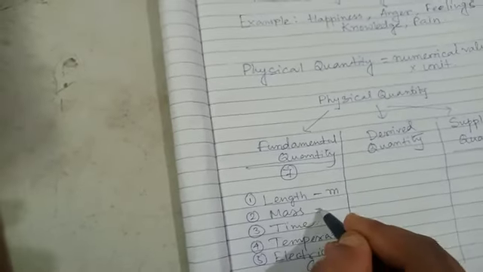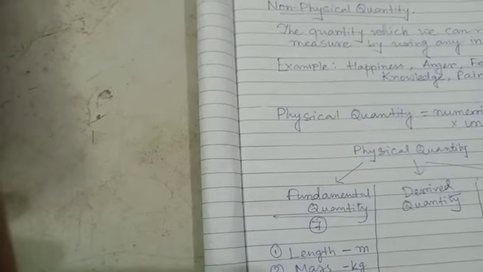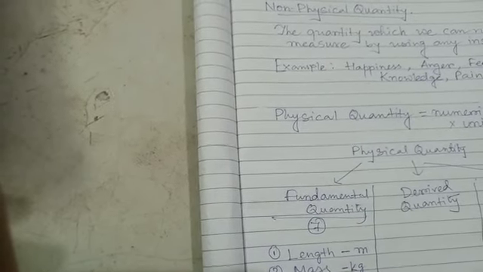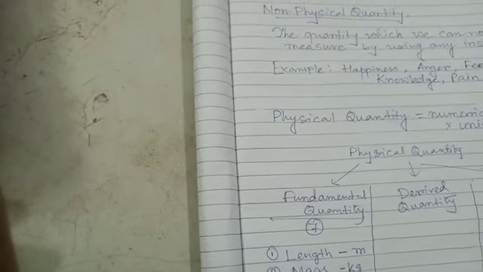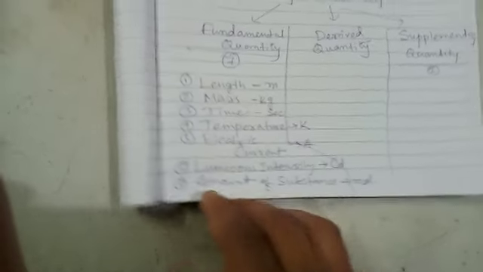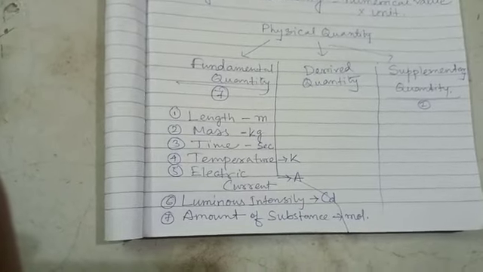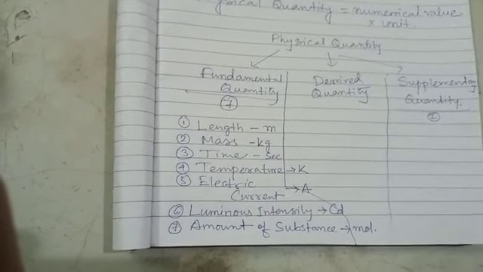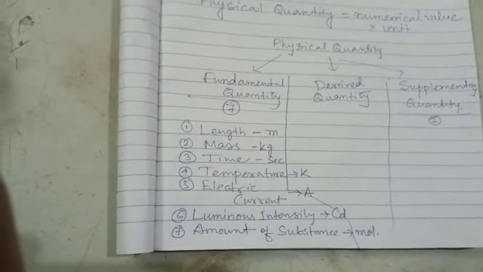So SI unit of length is meter, SI unit of mass is kilogram, SI unit of time is second, SI unit of temperature is Kelvin, SI unit of electric current is ampere, SI unit of luminous intensity is candela, and amount of substance is mole. You can write it. Okay. Now derived units. Which are the derived units?